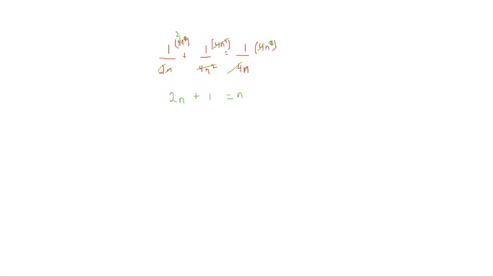So now I have 2n plus 1 is equal to n. If I subtract 1 from both sides, that will leave me 2n is equal to n minus 1. I just subtracted 1 from both sides. And then now I'm going to subtract an n from both sides. So it looks to me like 2n minus n is 1n. So n would be equal to negative 1.